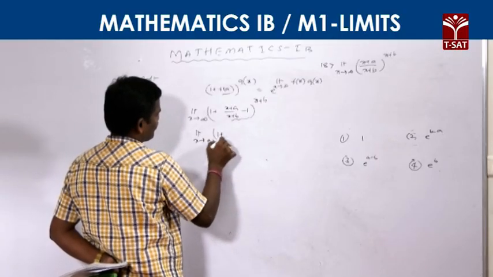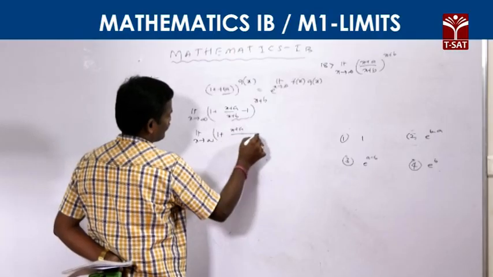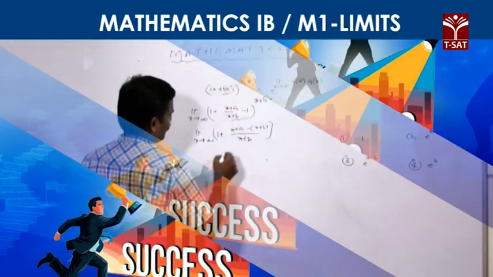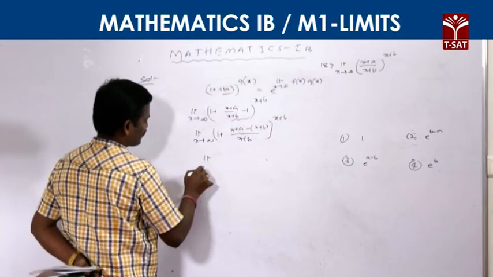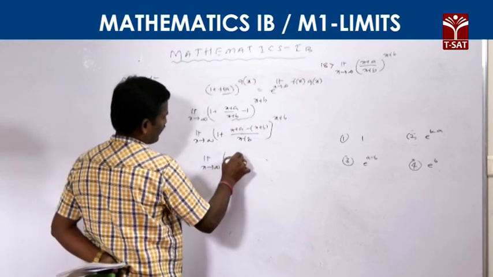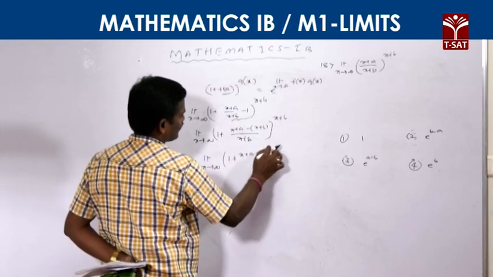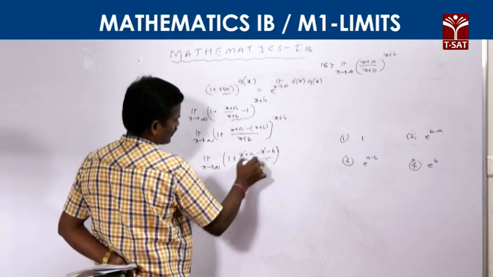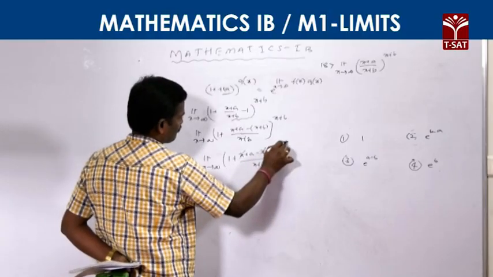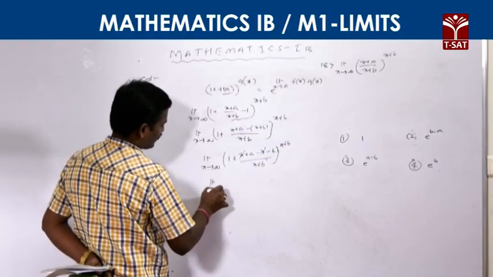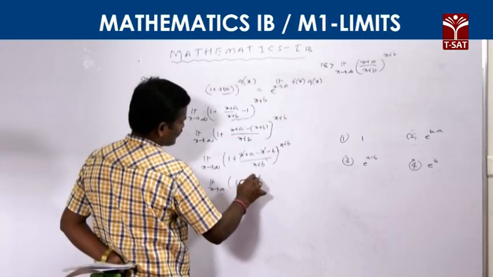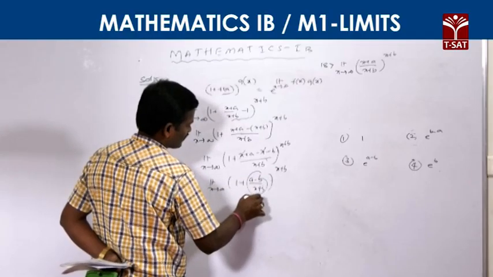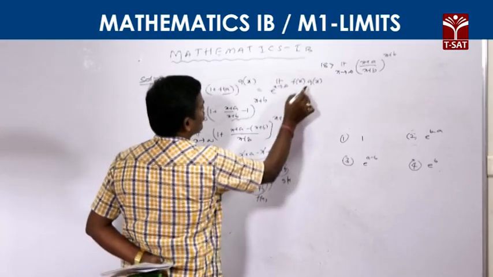So for that, 1 plus (x plus a by x), LCM is x plus b, so minus of x plus b, power x plus b. So limit as x extends to infinity, 1 plus (x plus a minus x minus b) by x plus b. So minus x plus x cancel. So limit as x extends to infinity, 1 plus (a minus b by x plus b) is the function, power x plus b. So this one is f of x, and this one is g of x. Write in this formula.